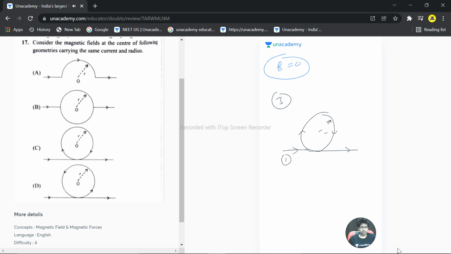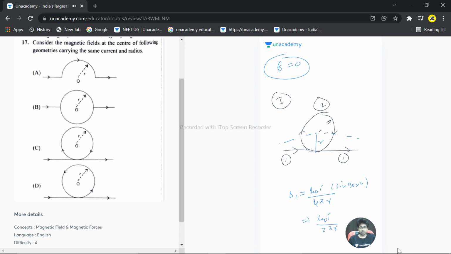I'm calling this section as 1. Okay, this entire wire is actually 1. This is 2. So because of the 1, the field this time is mu naught I by, because this is a straight wire, this is radius r. The angles both side will be how much? 90 degree. Mu naught I by 4 pi r, sine 90 plus sine 90, sine 90 into 2. Basically mu naught I by 2 pi r will be the field because of the first one.